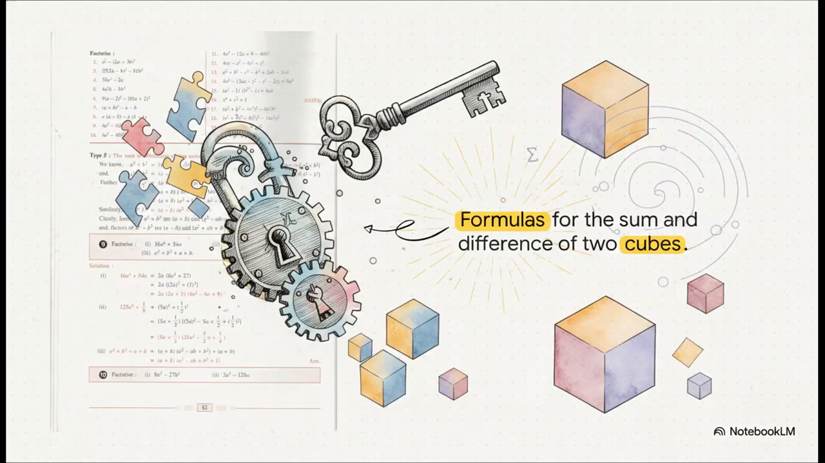We also have formulas for the sum and difference of cubes. And yeah, they certainly look a bit longer and more complex, but they behave in the exact same way. They act as a master key. If you spot an a cubed plus b cubed, you don't need to guess. You just plug it straight into the expansion formula, and the puzzle practically solves itself.